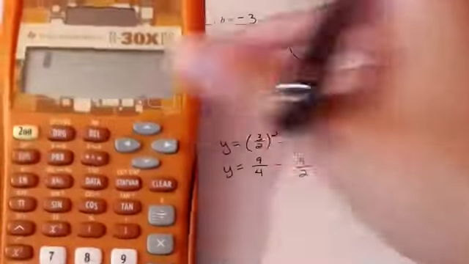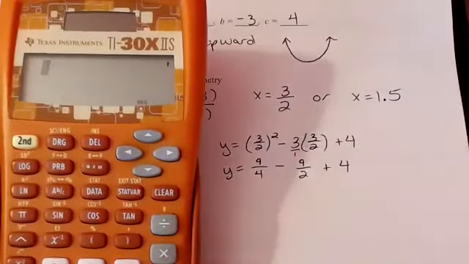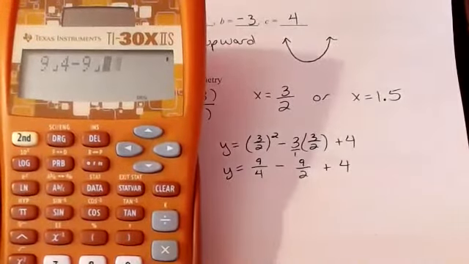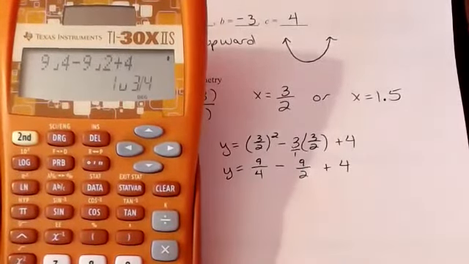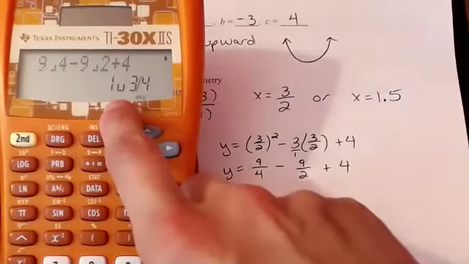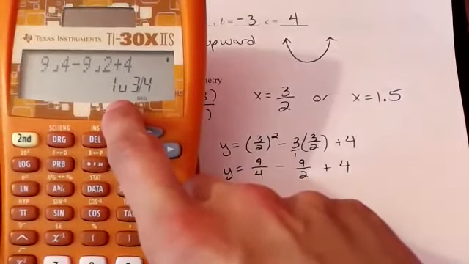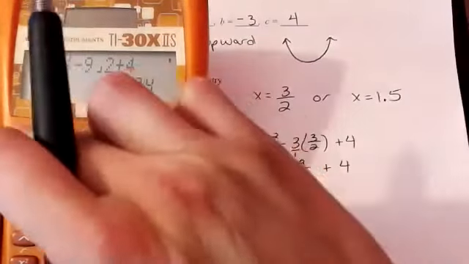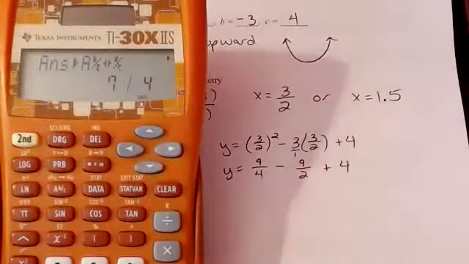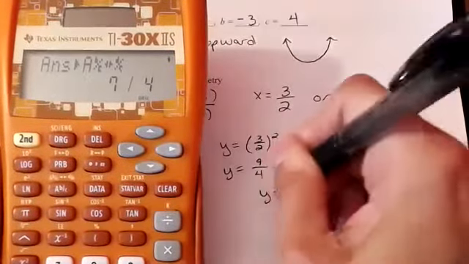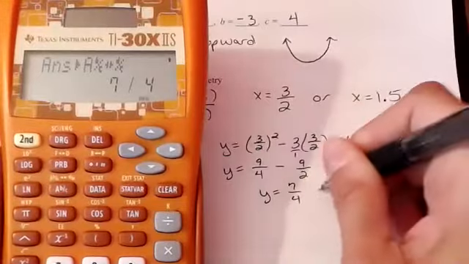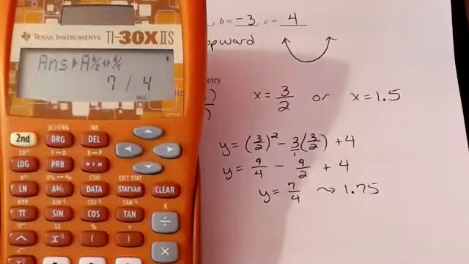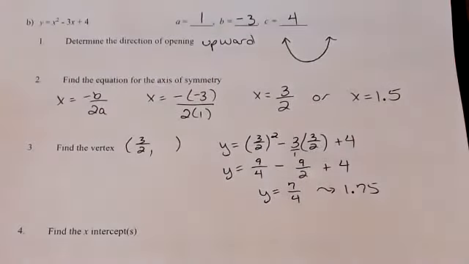Why don't we just plug it in? We could do the math by hand, or we could use our resources. So I have 9 over 4 minus 9 over 2 plus 4. Why not let the calculator do this? It gives me an answer of 1 3/4. So that would technically be 1.75. We could also change this to an improper fraction. So that's going to be 7/4. So y is equal to 7/4. I'm also going to write that that's the same as 1.75. That way it's helpful to us when we actually go and graph this.